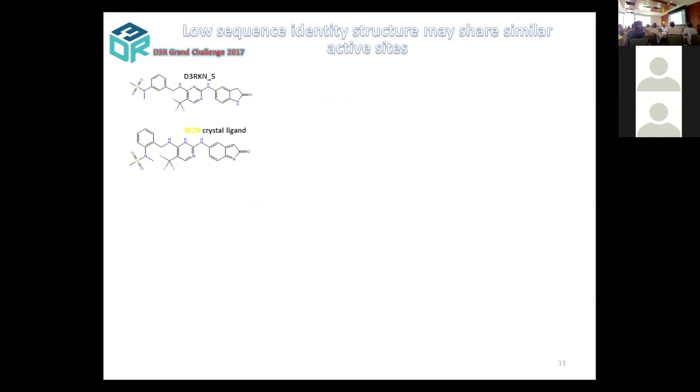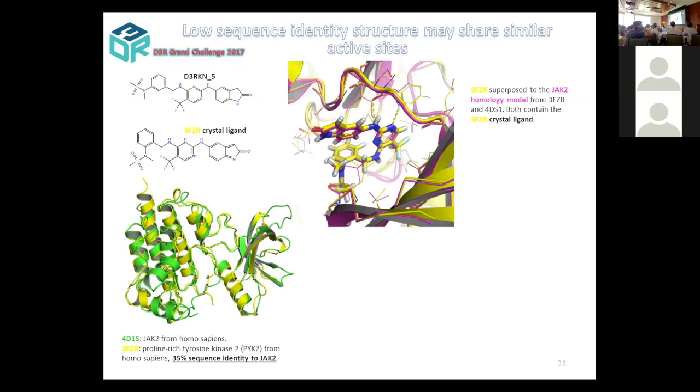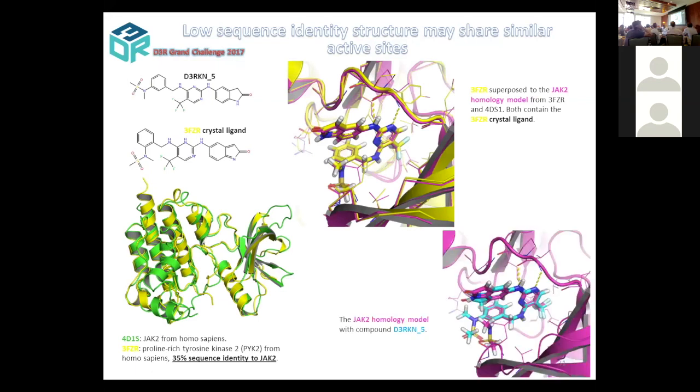So I was expecting to find a very homologous structure. However, I found a structure which shares only 35% sequence identity with JAK2, the target. But when I superimposed the two kinases, I saw that there was a complete overlap. They shared exactly the same fold, which was amazing. So I went on and created a homology model using the distant homolog, and then I replaced the similar ligand with a query ligand to generate the final complex of JAK2.